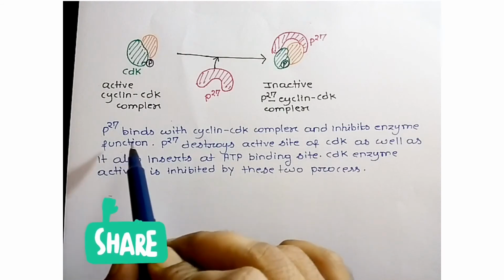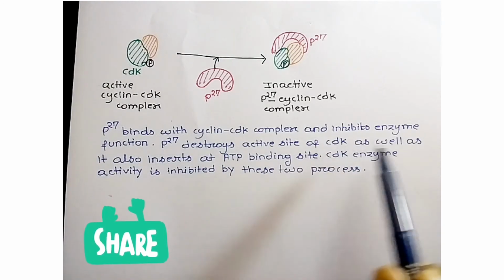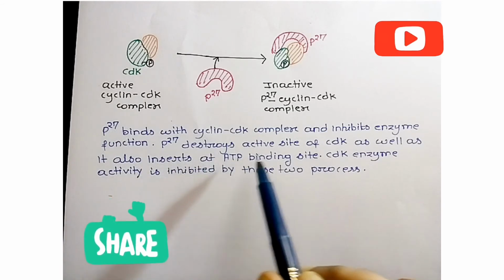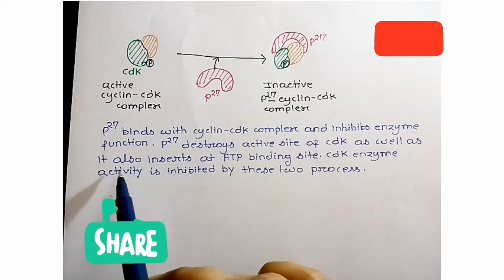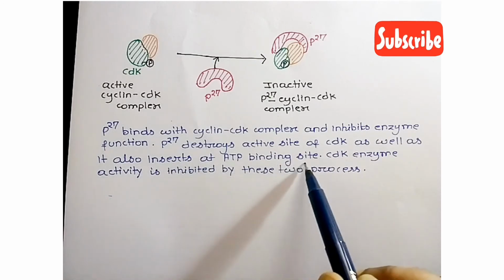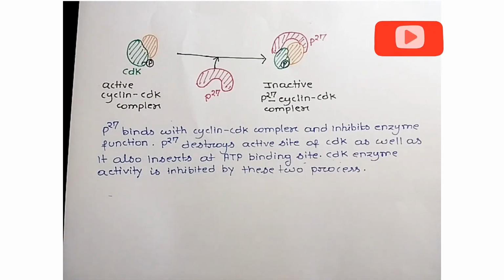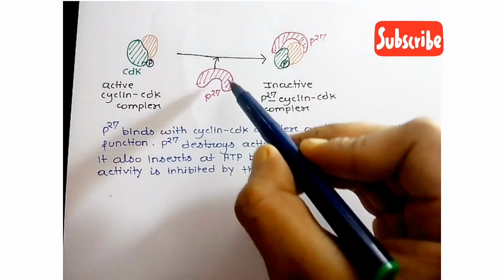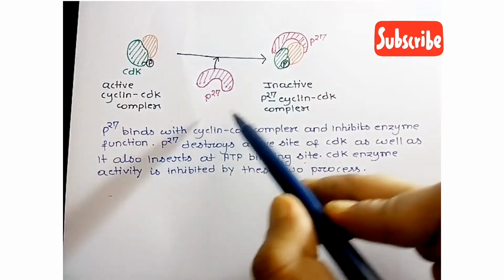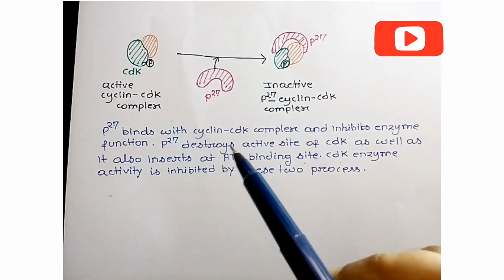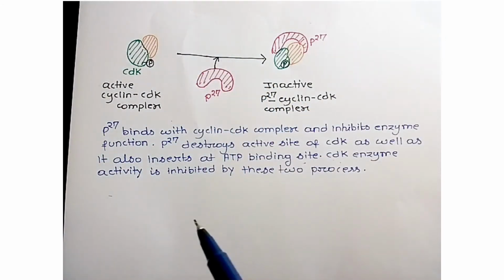So P27 binds with the cyclin CDK complex and inhibits enzyme function. P27 destroys the active site of CDK, and it also inserts at the ATP binding site. CDK enzyme activity is inhibited by these two processes. So what is the role of P27? P27 and P21 are examples of CKI, and these CKI proteins bind with the cyclin CDK complex and block the active site. They not only block the active site, they also insert at the ATP binding site, rendering the CDK cyclin complex inactive.